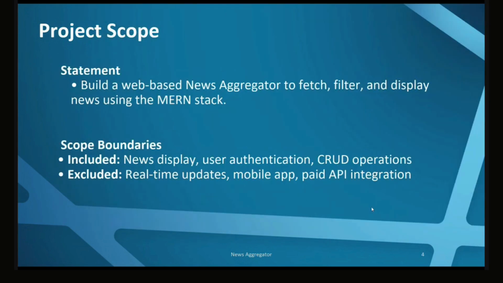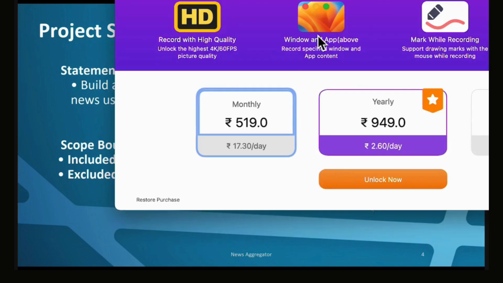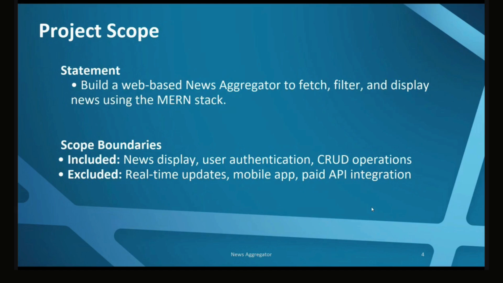So let's now look at the scope of the project, which defines the boundaries and focus of our development. When it comes to the scope boundaries, we categorized them into included and excluded features. The included features are displaying categorized and searchable news articles to improve content discoverability, implementing secure user authentication to manage access and personalization, and enabling full CRUD operation for users to manage their profiles and preferences effectively.